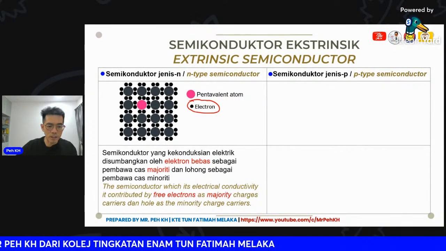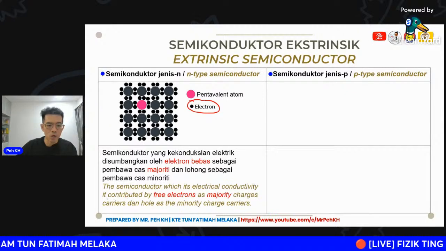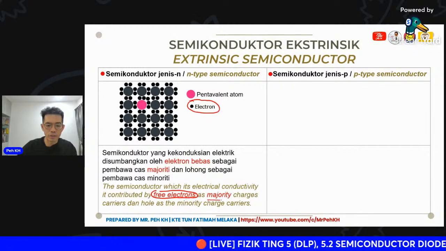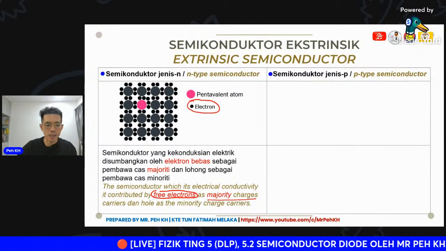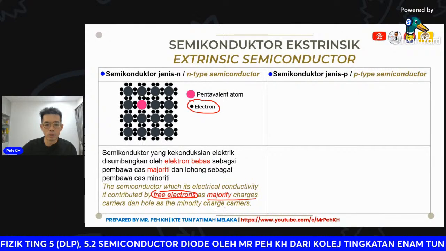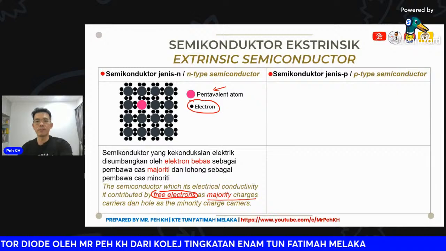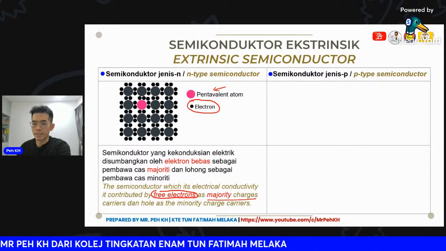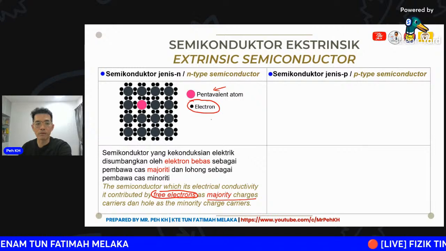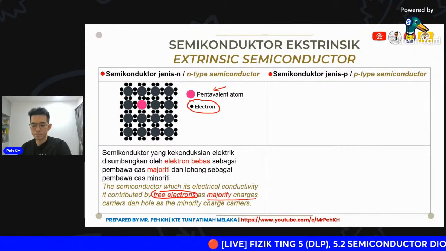Okay, so the semiconductor whose electrical conductivity is contributed by free electrons as the majority charge carrier, and holes will become the minority charge carrier. You can see here from the figure, we are using the pentavalent atom as our dopant in the doping process. So in the end, they will have more electrons in the N-type semiconductor.